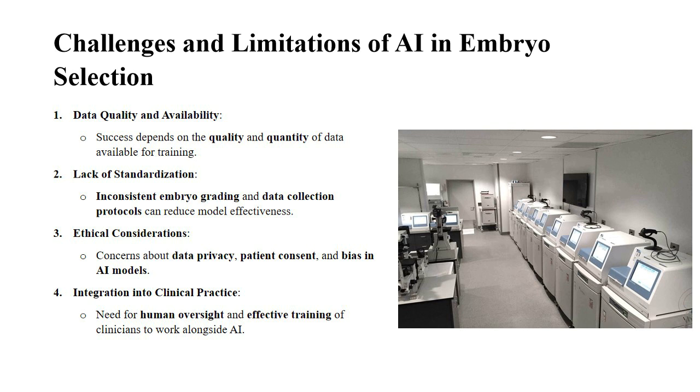4. Challenges and limitations of AI in embryo selection. A. Data quality and availability. The success of AI algorithms depends heavily on the quality and quantity of data. High-resolution embryo images, time-lapse data, and clinical records are essential for training accurate models. Inconsistent data or limited datasets can result in biased predictions or reduced effectiveness.